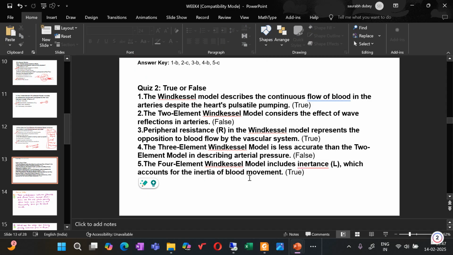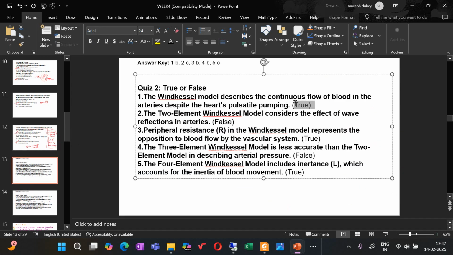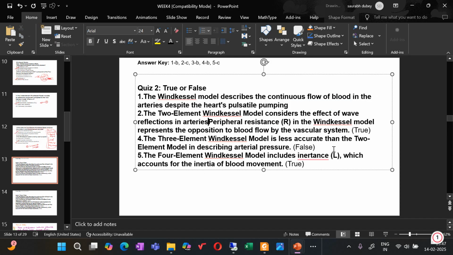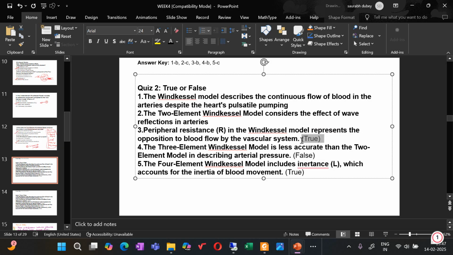The Windkessel model describes the continuous flow of the blood in the arteries despite the heart's pulsatile pumping. Is it true? This one is true, right? I will be asking you to solve, then it will be easy. Anyway, you will not remember all the answers, so you just solve it.